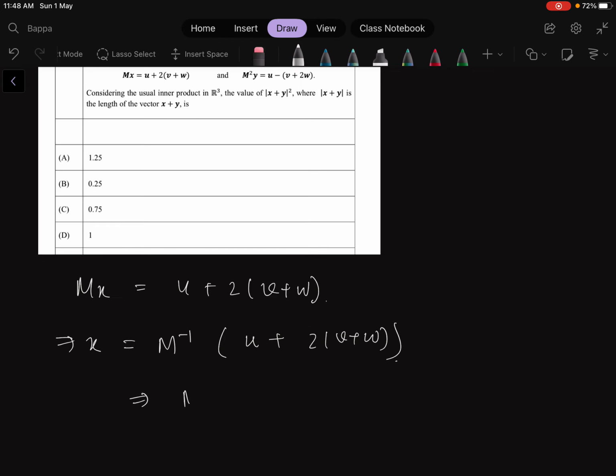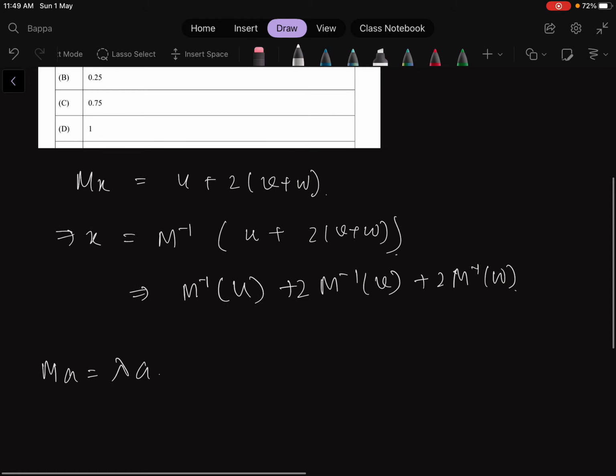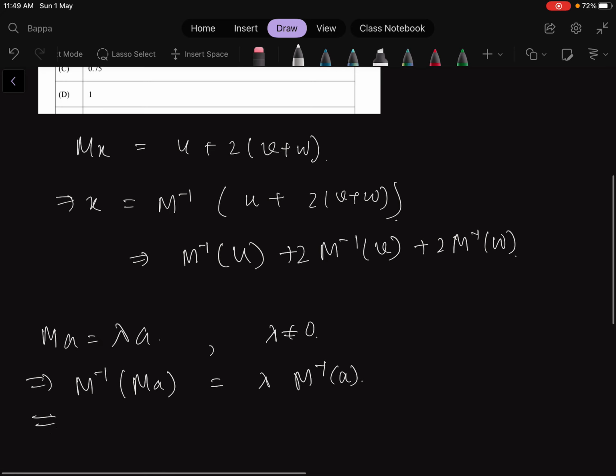So x is equal to M inverse of u plus 2 times M inverse of v plus M inverse of w. If M has eigenvalue lambda with eigenvector a, then Ma equal to lambda a, and suppose lambda is not equal to 0, then M inverse of Ma is equal to lambda times M inverse of a, and that would imply 1 by lambda times a equal to M inverse of a. So if a is an eigenvector of M with non-zero eigenvalue lambda, then 1 upon lambda is an eigenvalue of M inverse with eigenvector a.